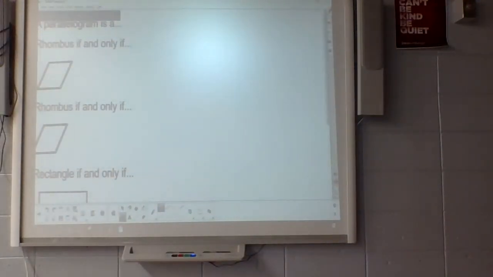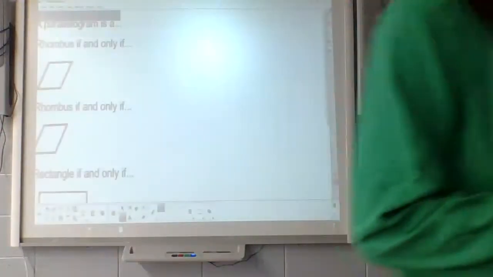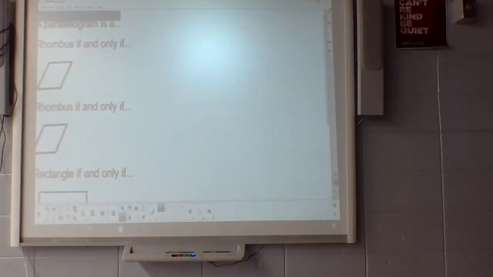So again, we'll add to our properties here. A parallelogram becomes a rhombus based off another property here. So we'll list these. Again, lots of properties. We'll make a chart of this when we come back from break.